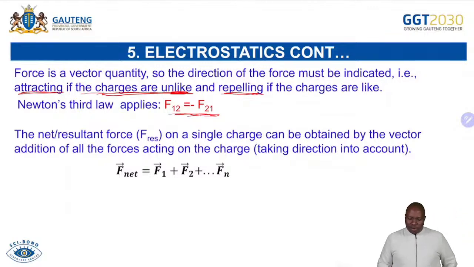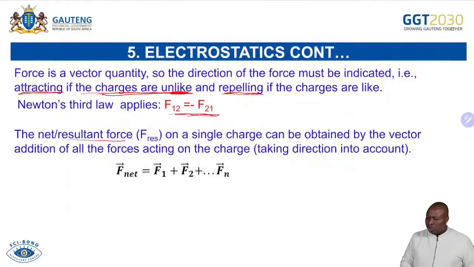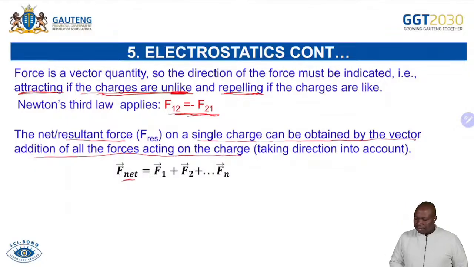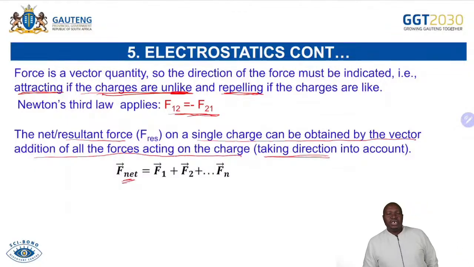And then the other thing which is important is the issue of the net or the resultant force, which we are saying is a single charge can be obtained by a vector addition of all the forces acting on the charge. So always we'll ask you to calculate F net. And we are saying when you are doing F net, take direction into consideration.